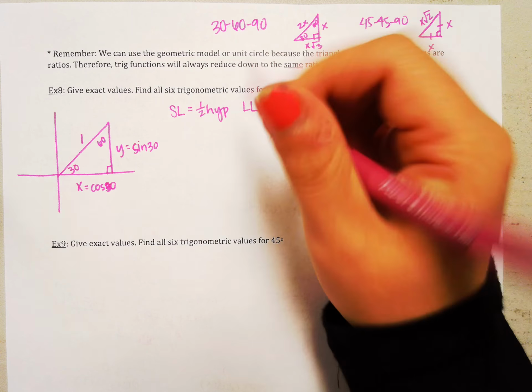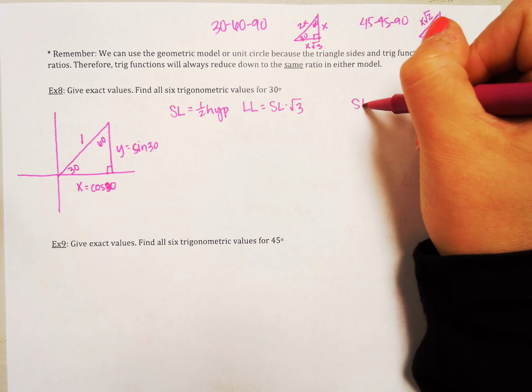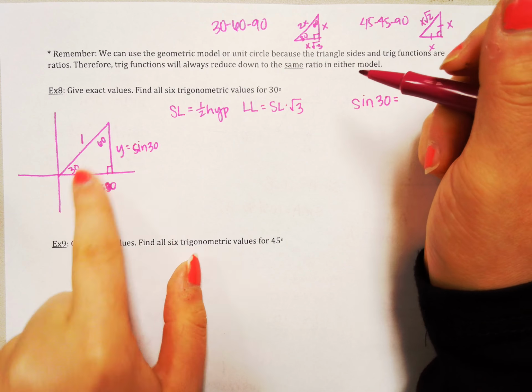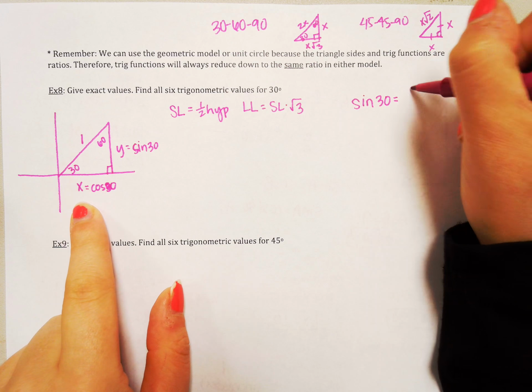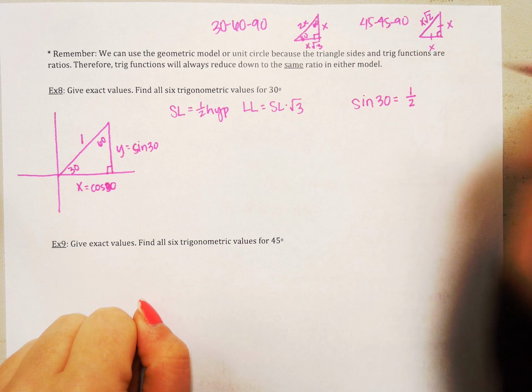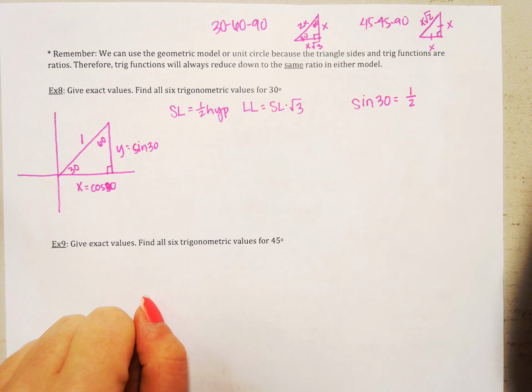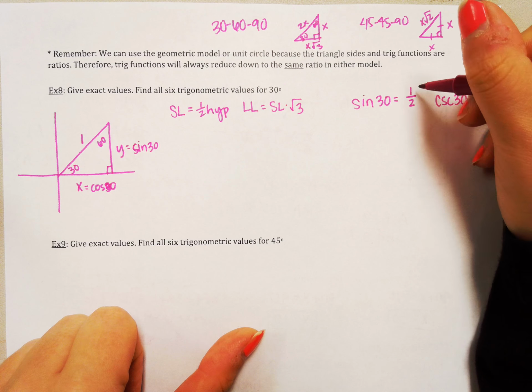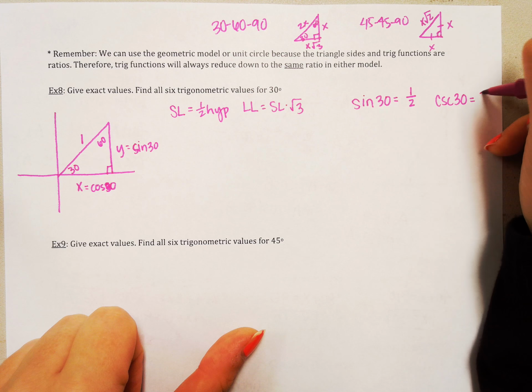What you'll end up getting, though, is that my sine of 30 degrees, this angle right here, is going to be half of my hypotenuse. So half of my hypotenuse over my hypotenuse, which is 1 over 2. Which means that my cosecant of 30 is going to be 1 over 1/2, or flip that around, 2 over 1.